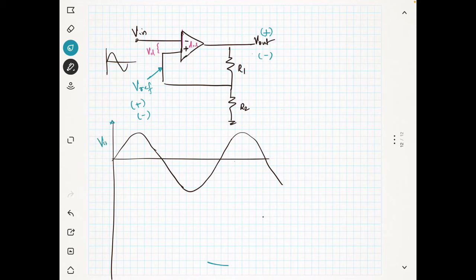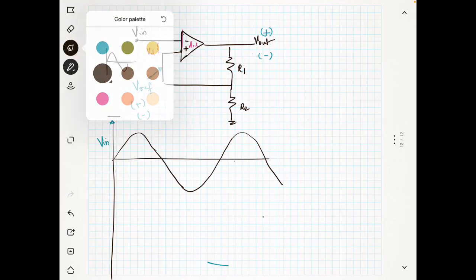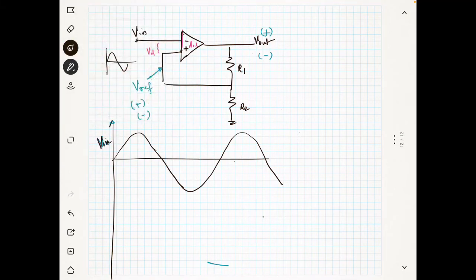Now this is your V in, and it has some positive part and negative part. So we can consider that your output can be either positive, or V out can be negative, according to the Vd.